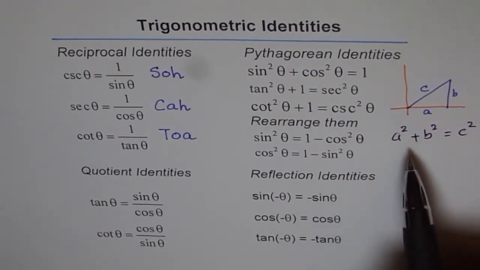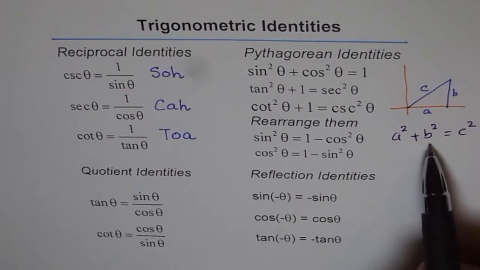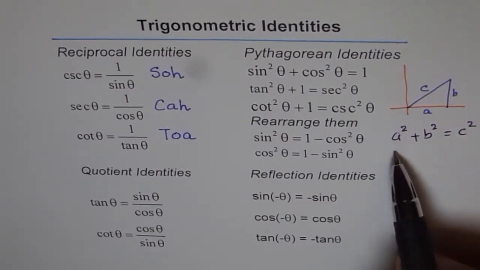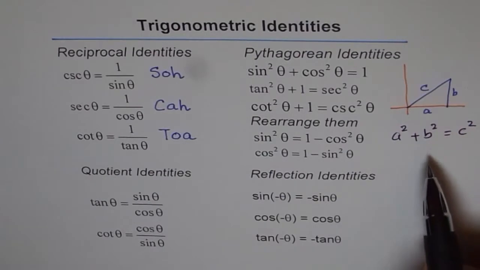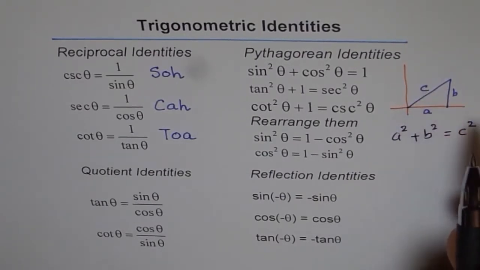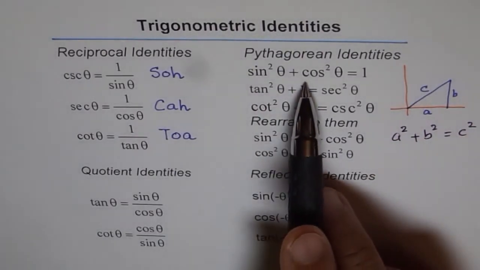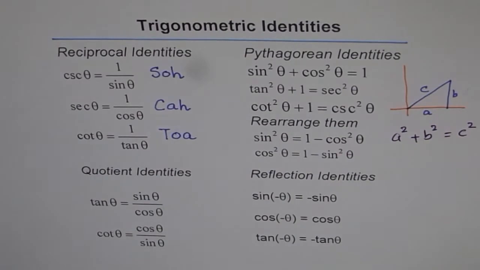If I divide everything by c squared, which is the hypotenuse, you can see I get a over c. A over c is cosine theta, b over c is sine theta, and c over c will be 1, right? So you'll get sine squared theta plus cos squared theta equals 1. So it's that simple to prove, right? But they are so incredibly useful, you'll really love them. So Pythagorean identities are sine squared theta plus cos squared theta equals 1, tan squared theta plus 1 equals secant squared theta, cotangent squared theta plus 1 is cosecant squared theta, right?